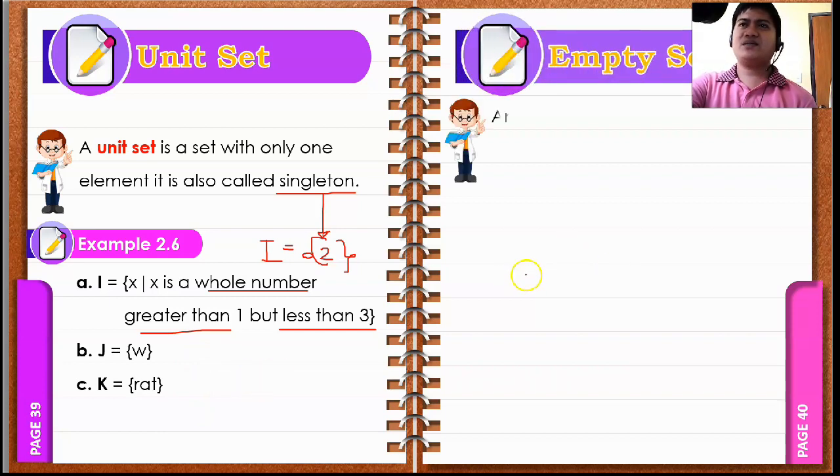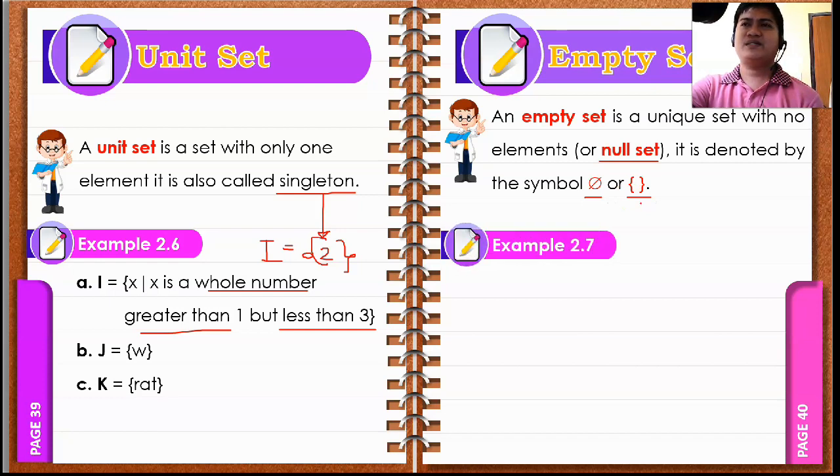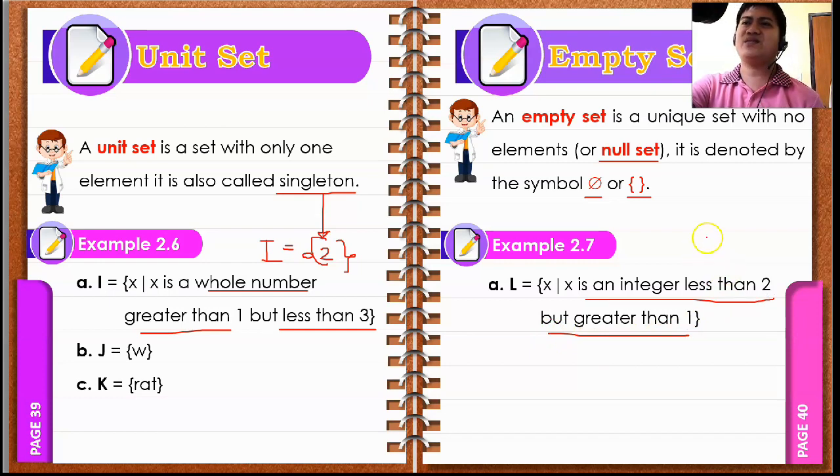Now, we have the empty set. When we say empty set, it is a unique set with no elements. This is usually also known as the null set. It is denoted by this symbol or this symbol, a bracket with no element. For example, L is a set of all x such that x is an integer less than 2 but greater than 1. Is there an integer which is less than 2 but greater than 1? I think no such integer exists, because after 1 we have 2. So there is no integer which is less than 2 but greater than 1. In this case, L is empty.